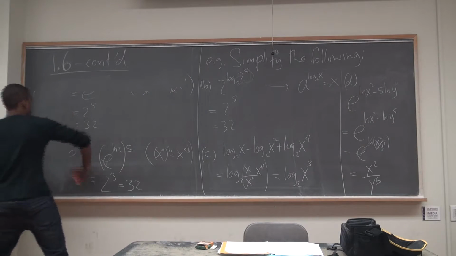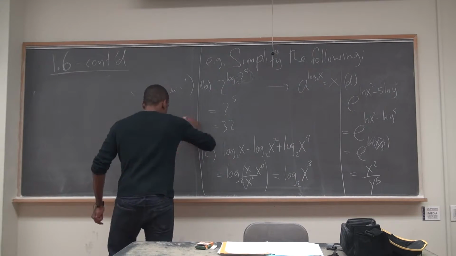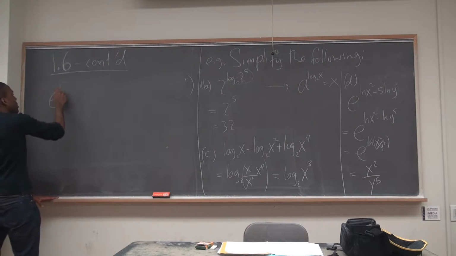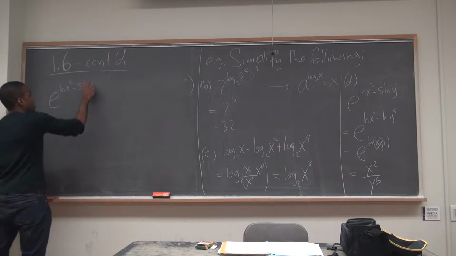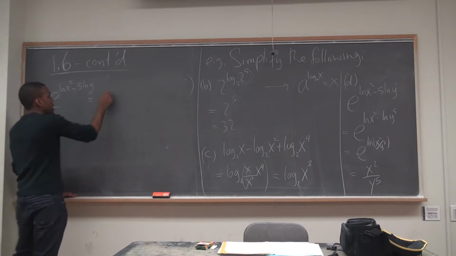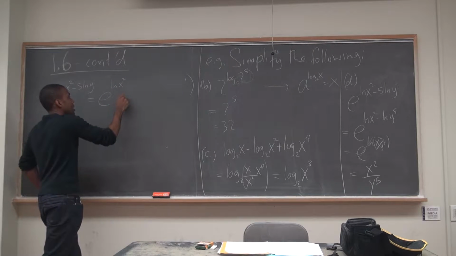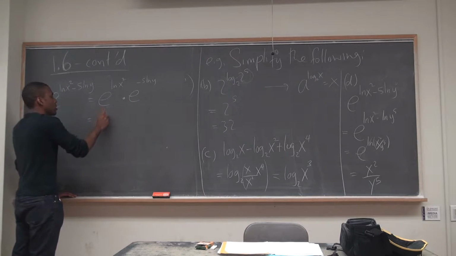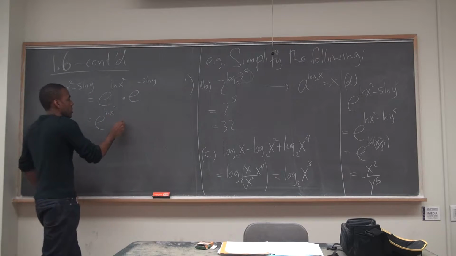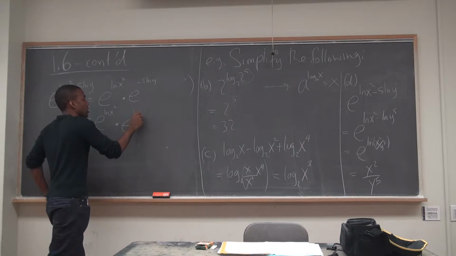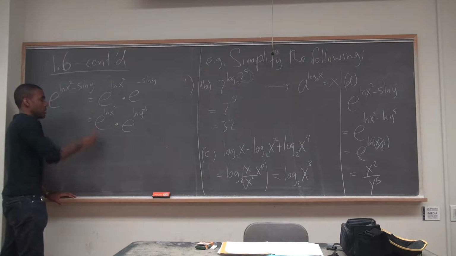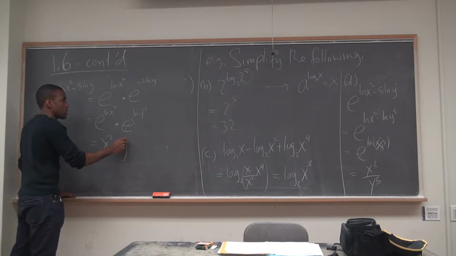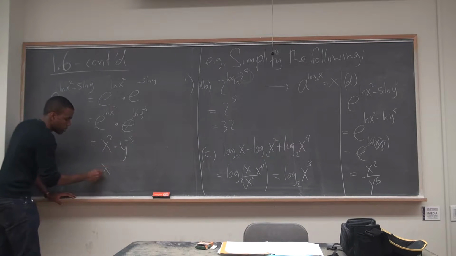There are other ways you could do it. You could do something like this. More than one way to skin a cat. You could again use the laws of exponents and realize that this is e to the ln of x squared times e to the minus 5 ln y. And this would kill that, and you'd have them multiply because of that product, right? Which is the same thing.